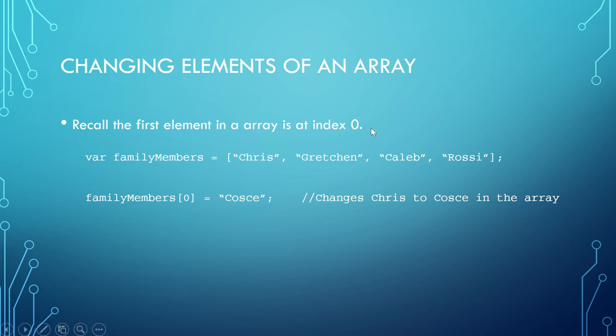If I want to change one of the items in my array, I can say family members, the first item, is now going to be assigned the value of Kosi, and it changes Chris to Kosi in the array.